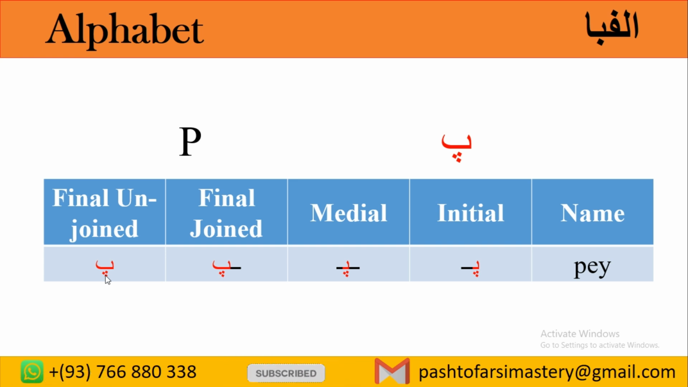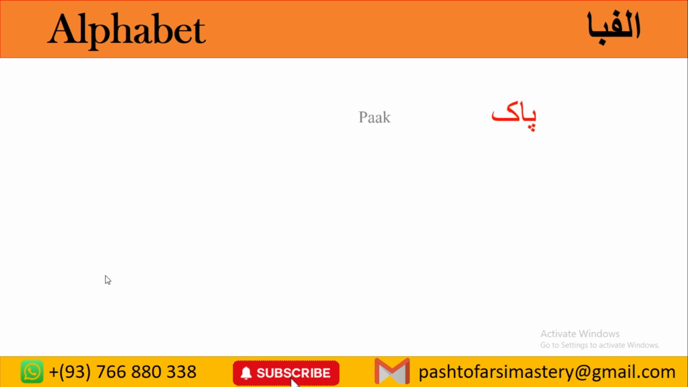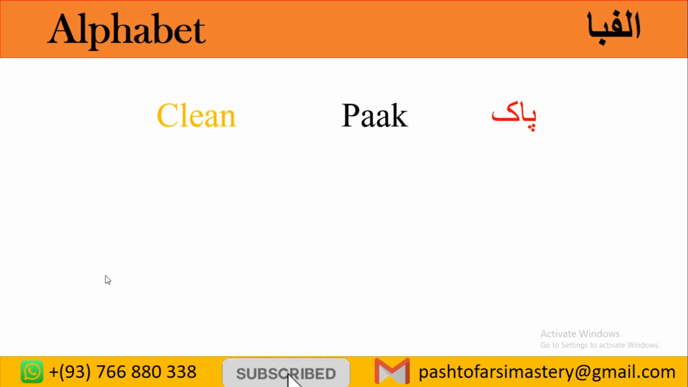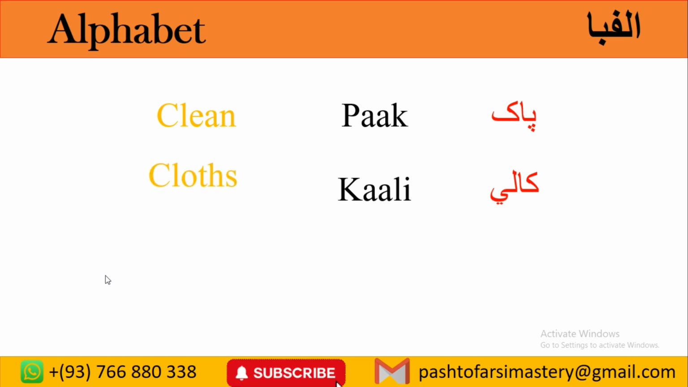Let's see it in words. For example, we have park. Park means clean. Kali means clothes. In the previous video we learned the letter that sounds like s, and the difference is just in pronunciation. If you pronounce it one way it means s, if you pronounce it the other way it means r.